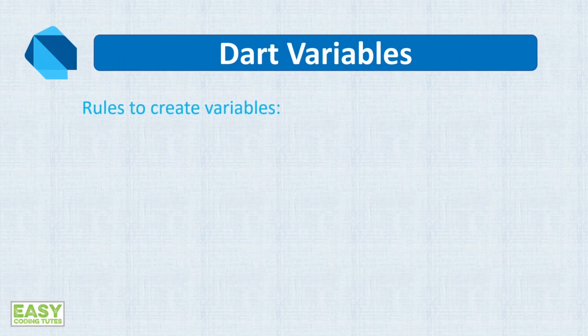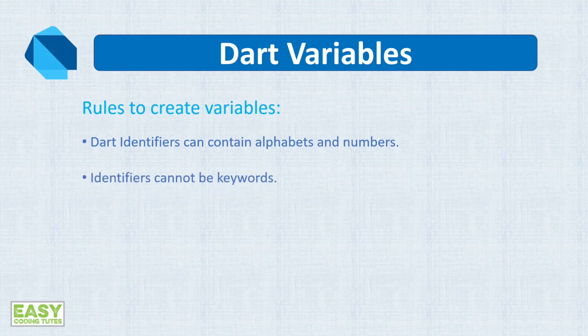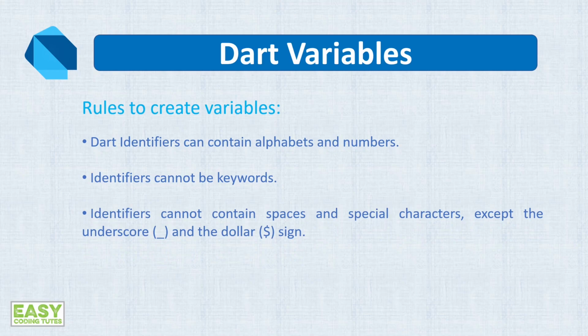Rules to create variables. We need to declare a variable before using it in a program, but we have some rules. Let's see those rules. The first one is Dart identifiers can contain alphabets and numbers. Identifiers cannot be keywords. Identifiers cannot contain space and special characters except the underscore and dollar sign, and variable names cannot begin with a number. We have already seen all these use cases in our previous examples.